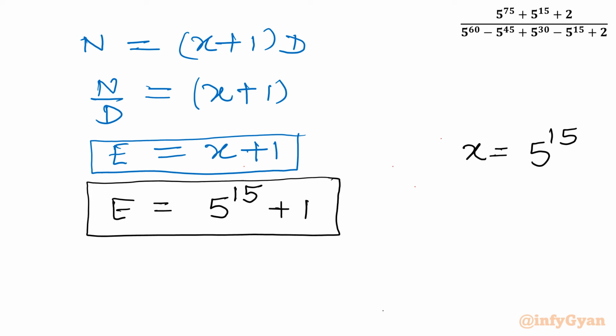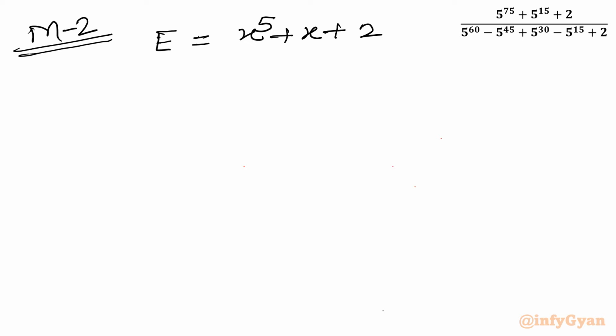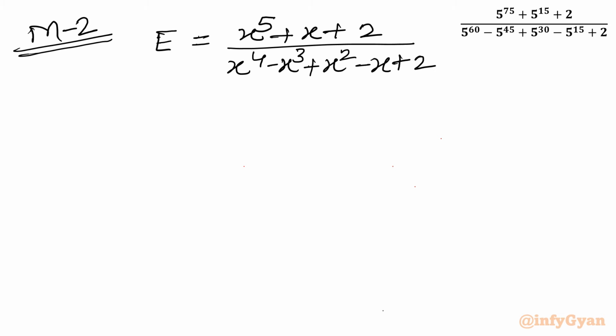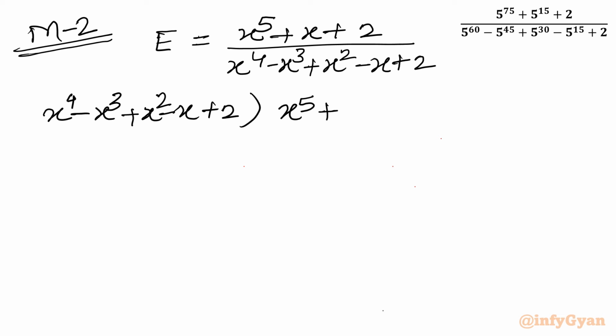Now let's consider method 2. I will write method 2 as expression E equal to x power 5 plus x plus 2 over x power 4 minus x cube plus x square minus x plus 2. Now I will divide x power 4 minus x cube plus x square minus x plus 2 divided by x power 5 plus x plus 2.